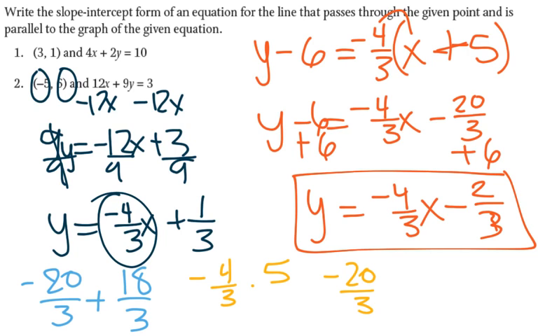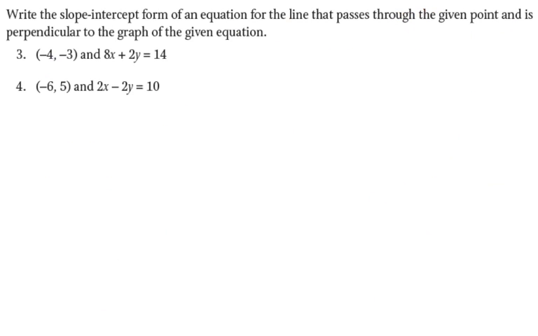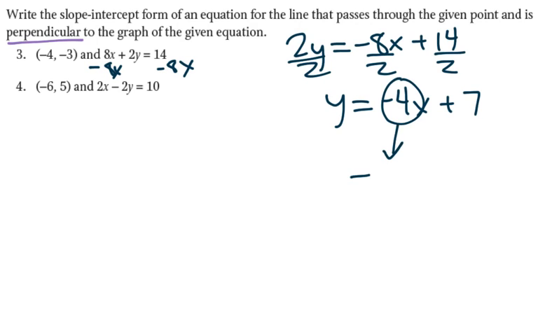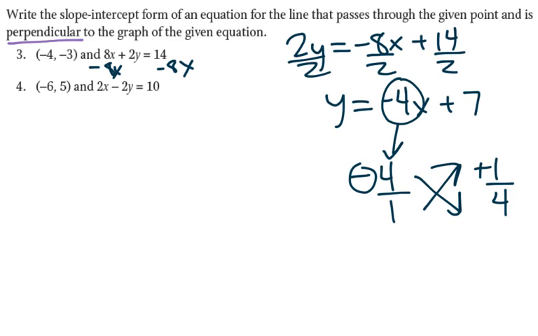Now, when we're dealing with 3 and 4, it's the same idea, but this time it wants a perpendicular line. Perpendicular lines are opposite reciprocals, but I'm going to start it out the same. So I subtract an 8x from both sides, so I get 2y equals negative 8x plus 14. Divide by 2. Get y equals negative 4x plus 7. So now the slope here would be negative 4 over 1. To get the opposite reciprocal, I swap the numbers. 1 over 4, negative becomes positive.